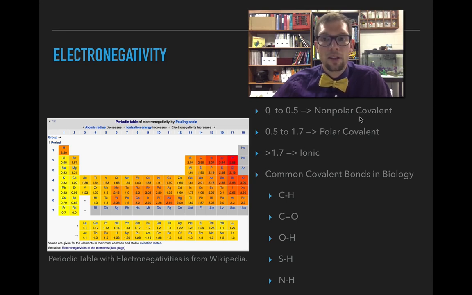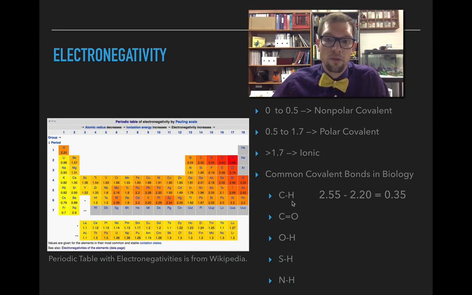So you can have a nonpolar covalent bond where the electrons are being shared equally, a polar covalent one where they are being shared but not equally, and then ionic, where the electrons are completely stolen away, and so then you're going to have ions being formed. Common covalent bonds in biology are these that you see below here.